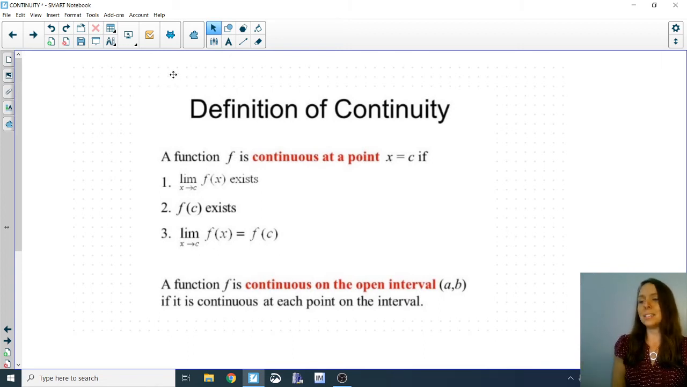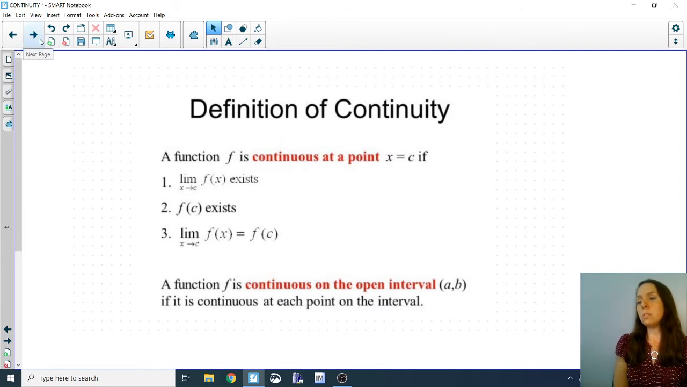But here it is, the definition of continuity. A function f is continuous at a point x equals c if, number 1, the limit as x approaches c of the function exists. Number 2, the function value exists. And number 3, which is saying that the first two things are equal to each other: the limit as x approaches c of the function is equal to the function value.